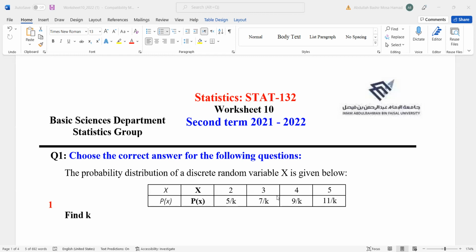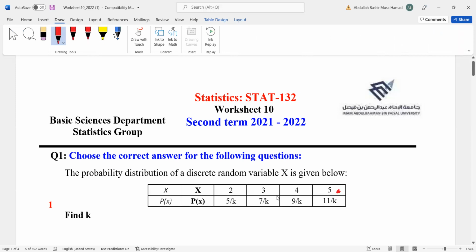each value of probability should be less than or equal to 1 and greater than or equal to 0. So the conditions are, first, 0 is less than or equal to p of x, which is less than or equal to 1. The second condition is that the summation of p of x should be equal to 1. So we just focus on the probability of x. These two conditions should be satisfied.